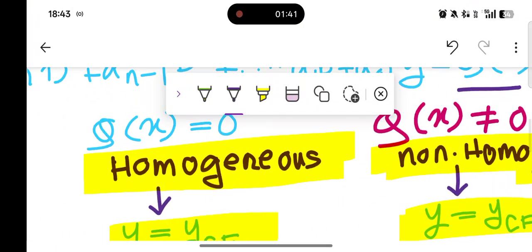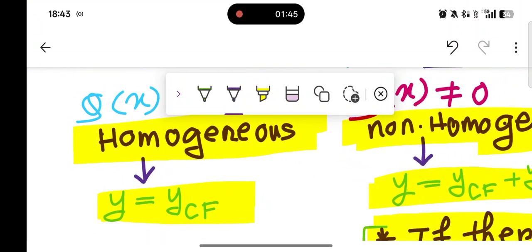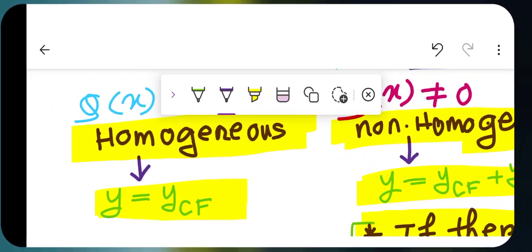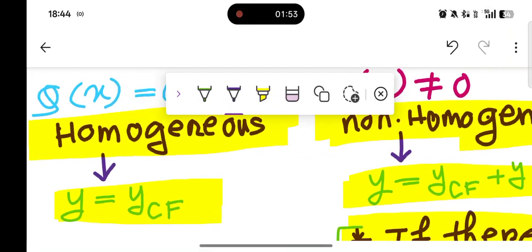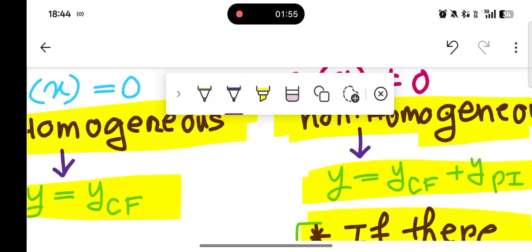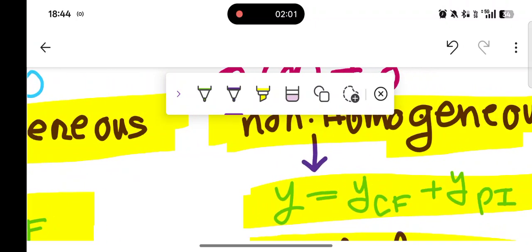In this video I am going to talk about the homogeneous equation. But for information, to calculate the solution of a homogeneous equation, you have to calculate the CF, the complementary function. In case of a non-homogeneous equation, you have to calculate the CF and also the PI, the particular integral.